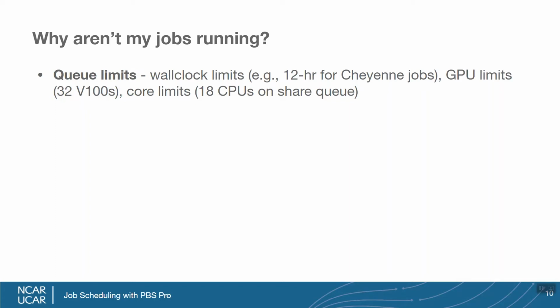Another example of that would be the core limits. So the 18 CPU limit on the share queue. You don't want to ask for more than that because the job will never be able to run. It'll get stuck in the queue.